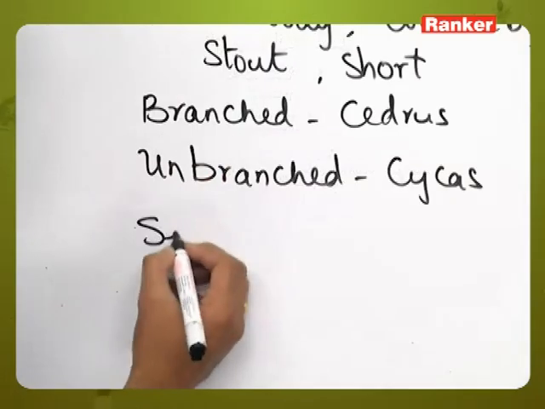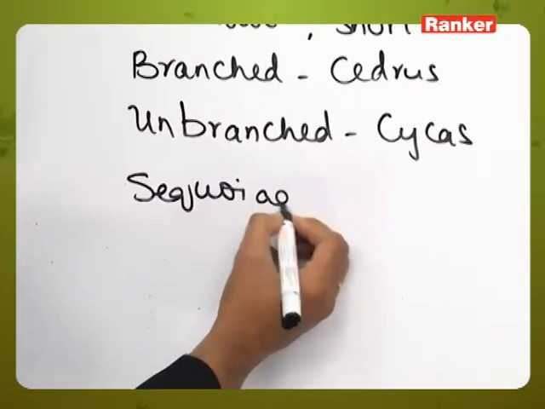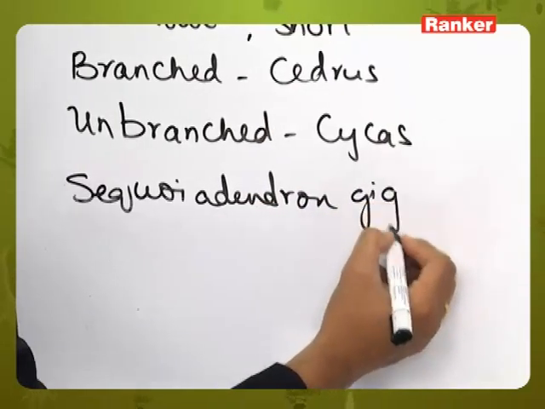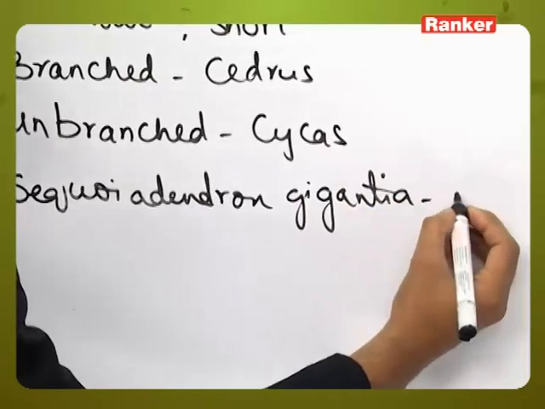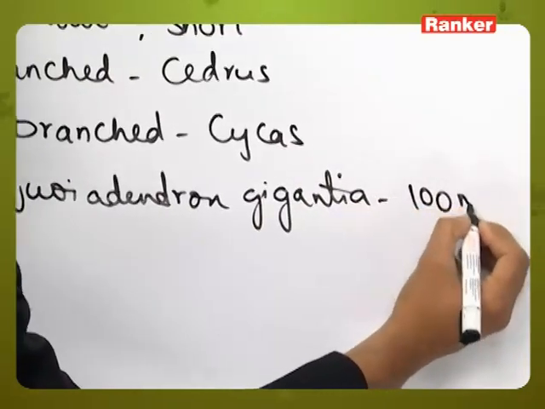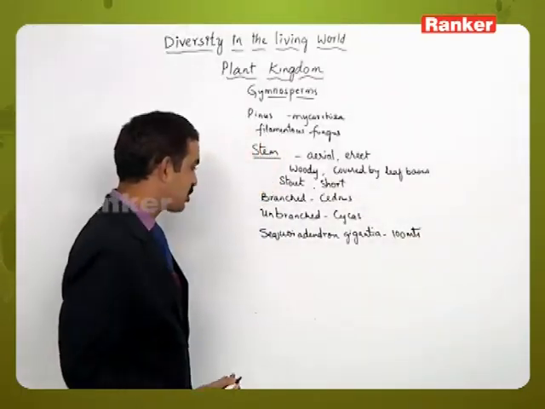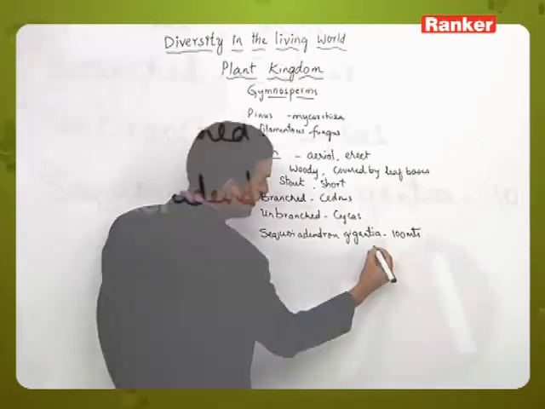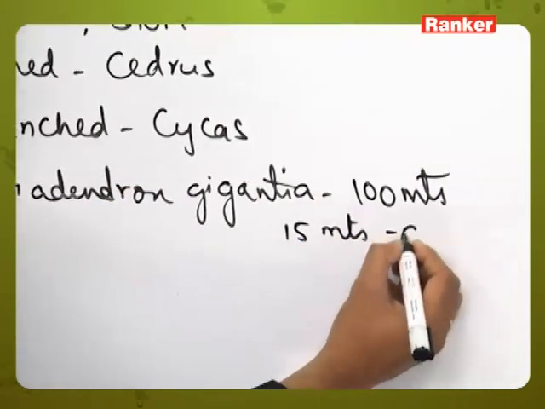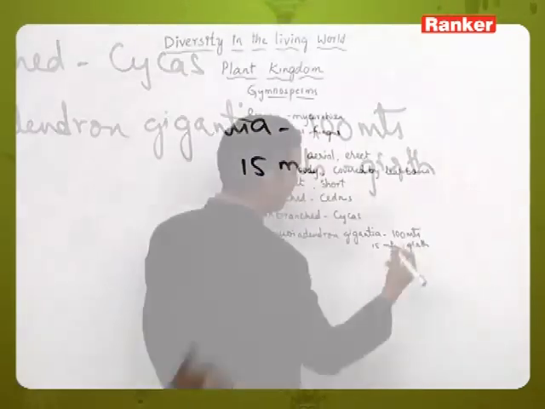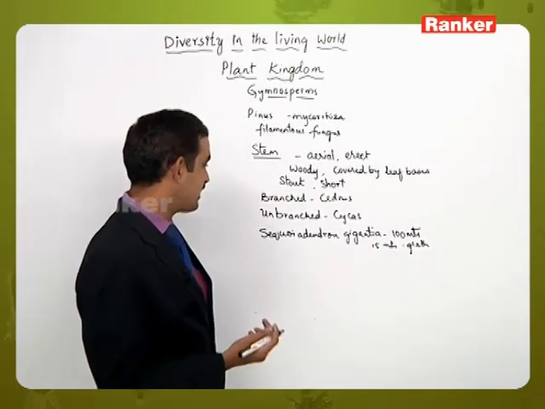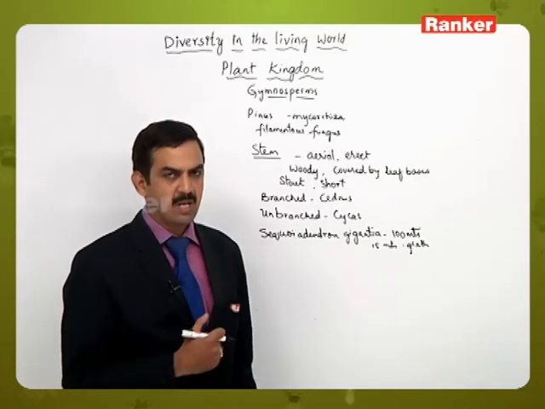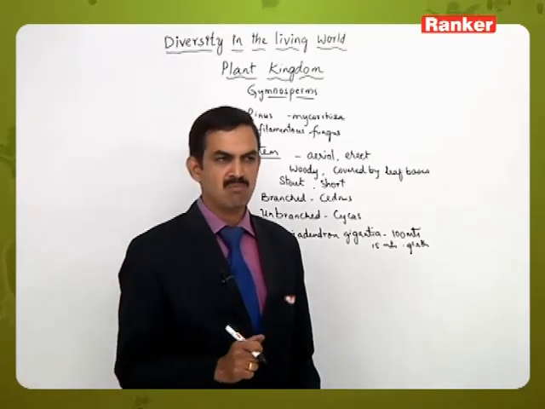Then there are some members in which the stem grows to a large height. So that is Sequoiadendron giganteum. It is a plant which grows more than 100 meters, and it is considered to be one of the tallest plants, and here the girth will be 15 meters. This is the largest plant, but exceptionally this type of plant is present in the members of Gymnosperms.